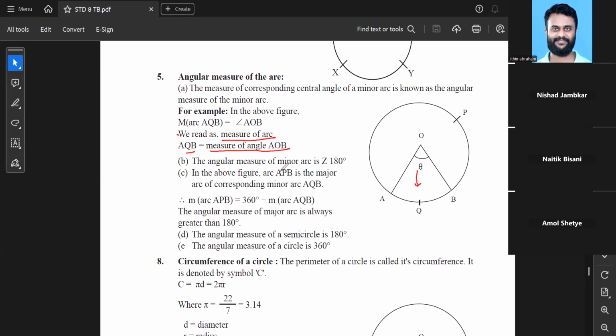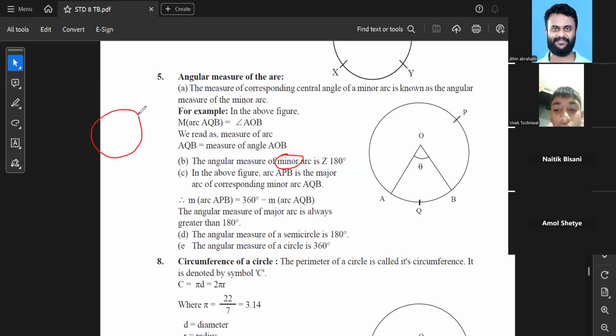The angular measure of the minor arc is less than 180. In the physical book, it is given smaller than 180 degree. That makes sense actually. So dear children, minor arc means what? Minor means the smaller one. Smaller means it is less than 50 percent. Because in a circle, the total angle is 360. So minor means something like this.